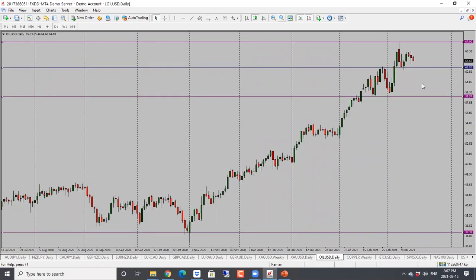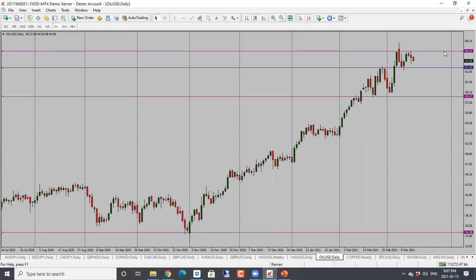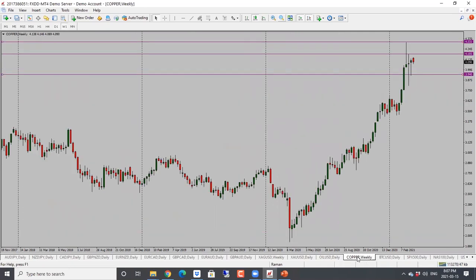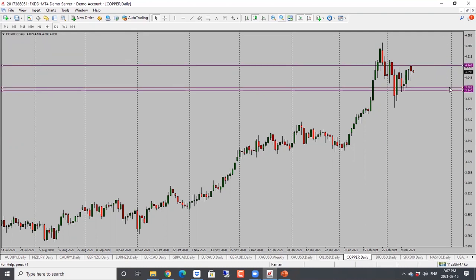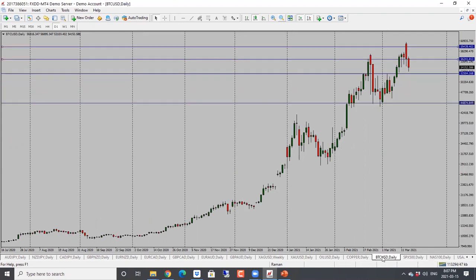Oil here, oil not doing too well. It has made a lower high here, so looking for a drop towards 63.50. So bias is bearish here for oil. Copper here, copper also struggling a bit. We have a bearish candle close, so looking for a further drop here back towards 4.02. So bearish bias for copper as well.